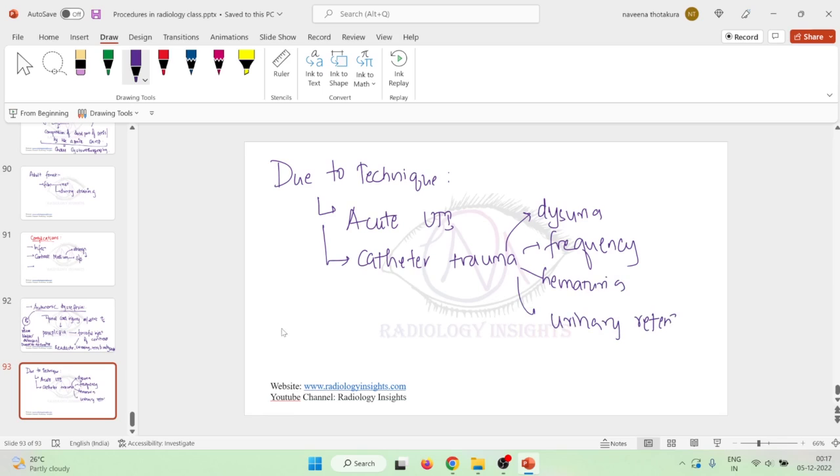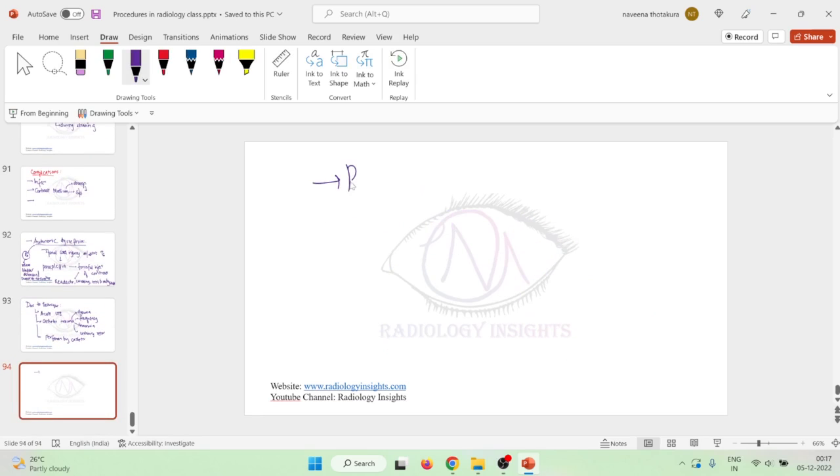Then there can be complications of bladder filling, like perforation of the bladder by the catheter or by over distension. There can also be retention of the Foley's catheter, so we will have to puncture the Foley's bulb radiologically or through ultrasound. There can be radiation effect also, because obviously this is an X-ray.